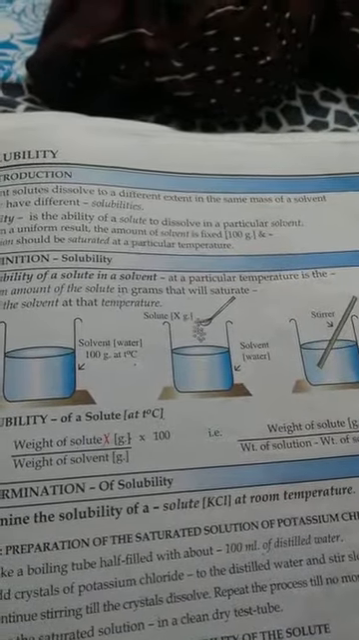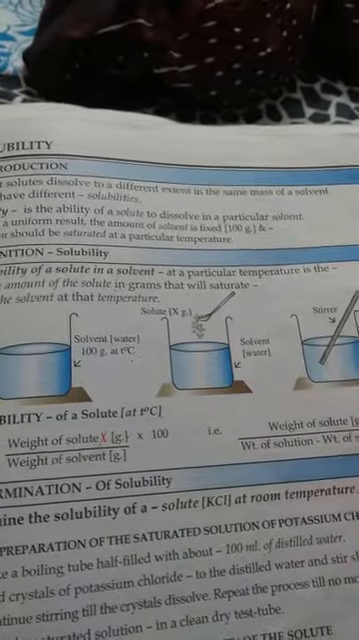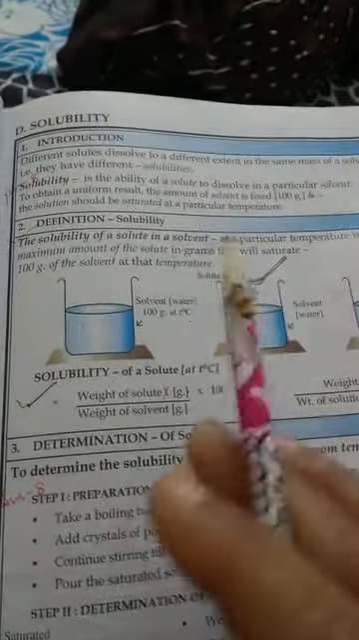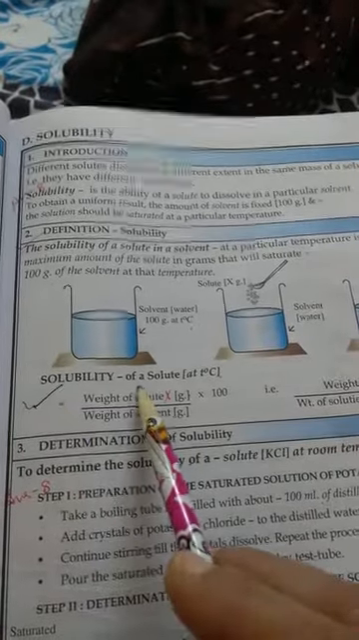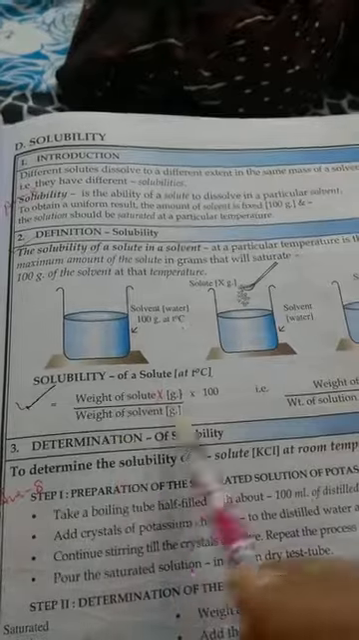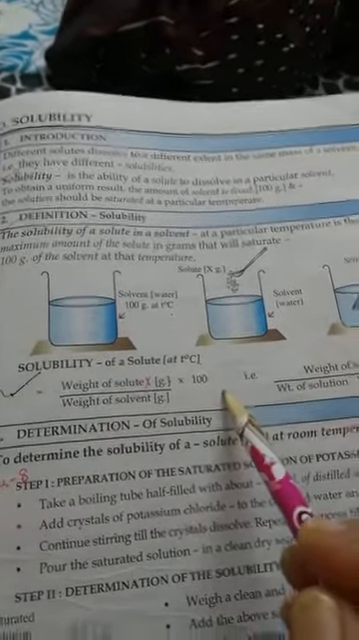It is very important, students, at a particular temperature, because with change in temperature solubility of the substance also changes. So the formula for the solubility of the substance is weight of solute upon weight of solvent multiplied by 100.